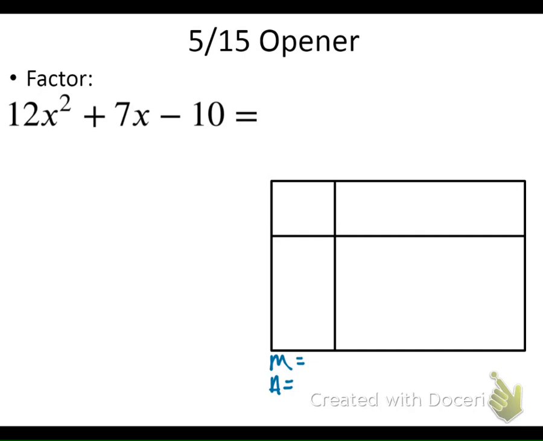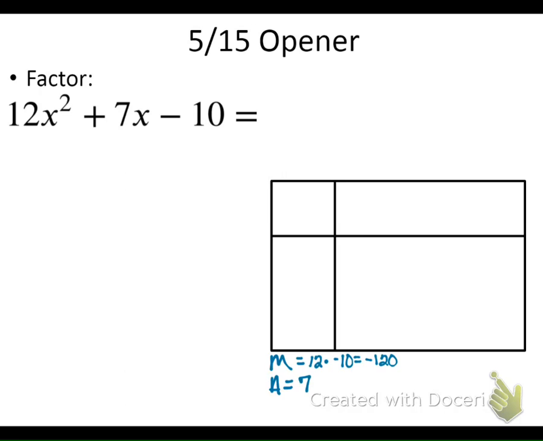Okay, so the first thing we're going to find is our M. What's my M going to be? Don't just tell me the answer, tell me how you got it. It's going to be 12 times negative 10, which is going to equal negative 120. Okay, then my A. My A is going to be positive 7.